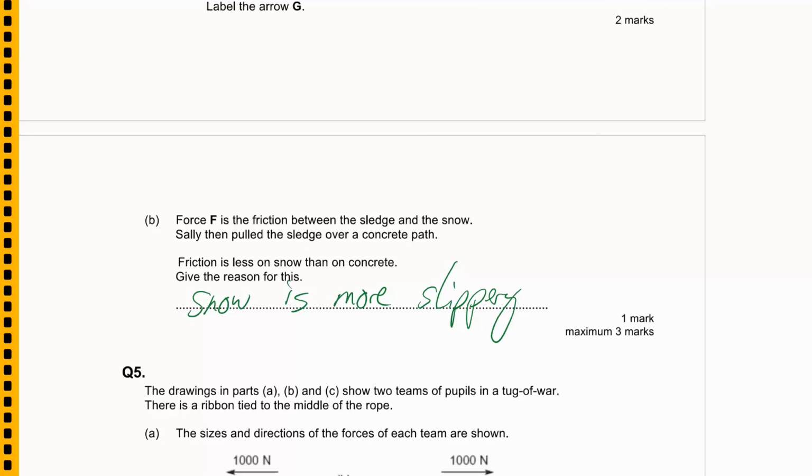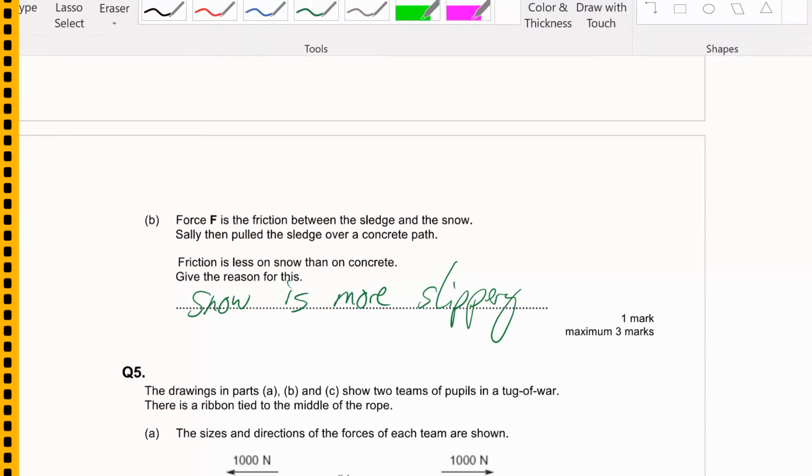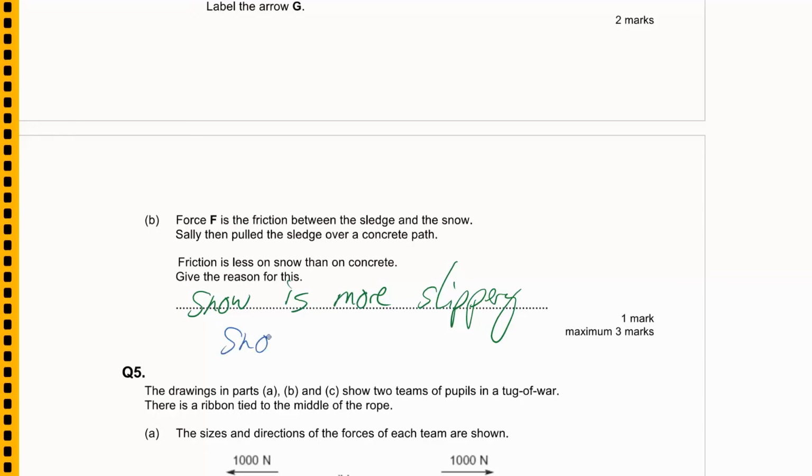Force F is friction. Friction is less on snow than on concrete. Give the reason for this. Snow is more slippery. Or you could have also said snow is smoother. You could have also said the opposite, so concrete is rough, or concrete is less smooth. You couldn't have just said snow is soft and concrete is hard. Those wouldn't get you the mark.